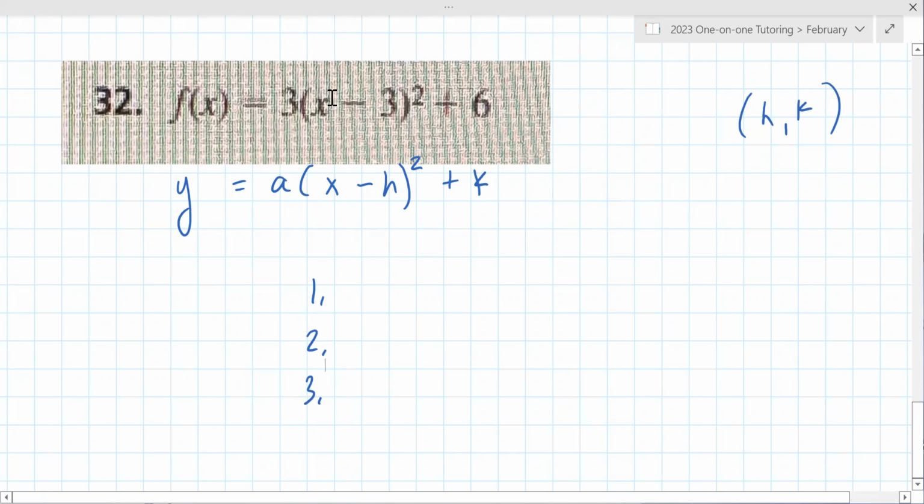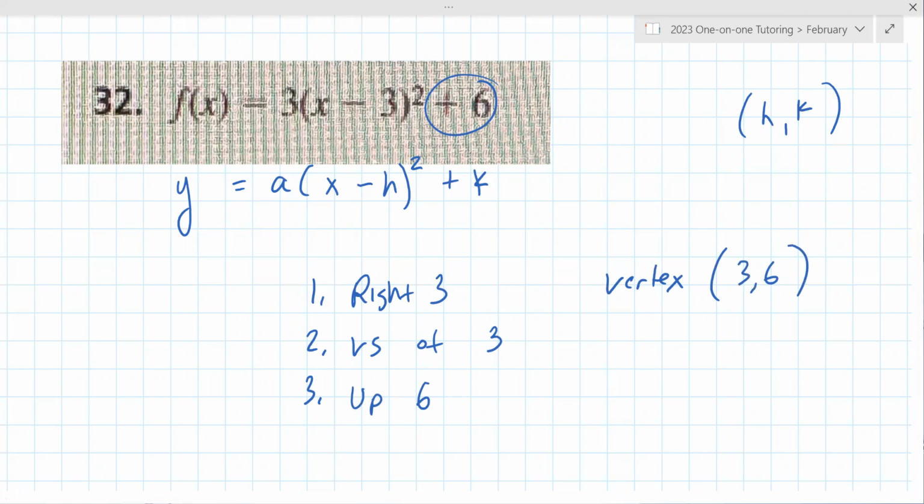It's over to the right 3. Good. Vertical stretch of a factor of 3, and then yeah, it's plus 6. So up 6, shift vertical 6, something like that. Okay, good. Now, can you tell me the vertex? 3, 6. Good.